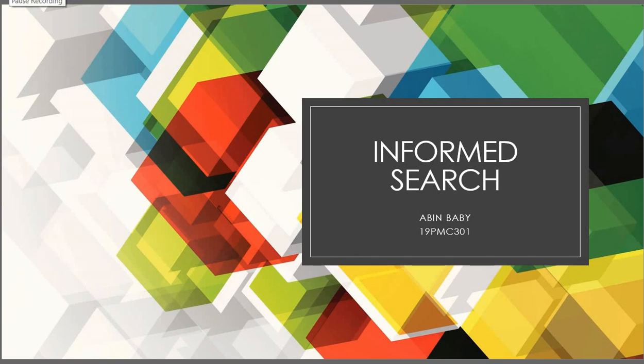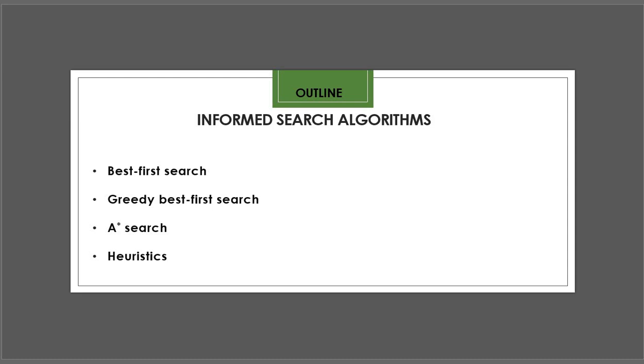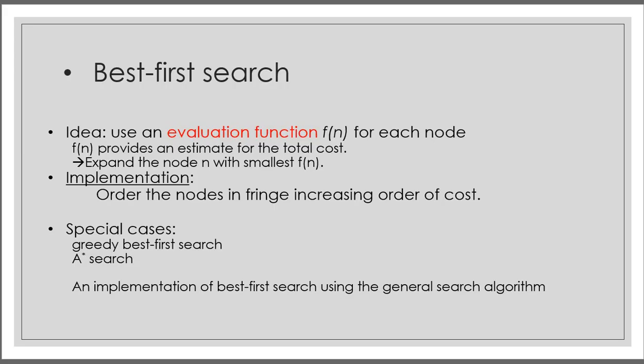Hi friends, today we are going to learn about informed search in artificial intelligence. In informed search, the outlines are best first search, greedy best first search, A* search and heuristics. We are going to the first method, the best first search.